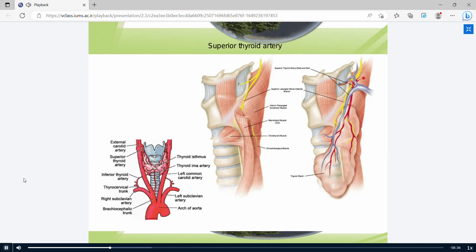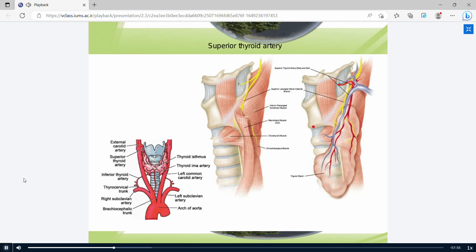The superior thyroid artery enters the thyroid gland. Each superior thyroid artery at the anterior surface of the thyroid gland anastomoses with the other superior thyroid artery, and has a superior laryngeal branch that passes the thyrohyoid membrane and enters the internal surface of the larynx.